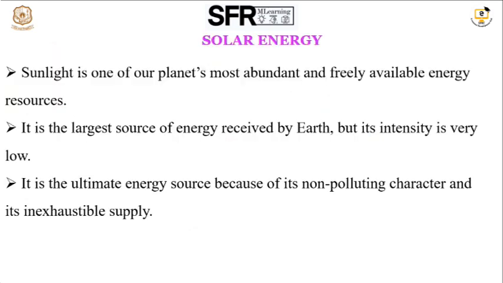Sunlight is one of our planet's most abundant and freely available energy resources. The amount of solar energy that reaches the Earth's surface in 1 hour is more than the planet's total energy requirement for a whole year. It is the radiation from the sun that is capable of producing heat, causing chemical reactions or generating electricity. It is the largest source of energy received on Earth, but its intensity is low. Solar energy is rapidly becoming the ultimate energy source because of its non-polluting character and its inexhaustible supply.